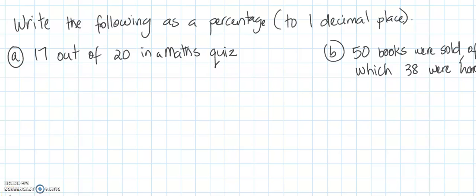For these examples, we'll look at how to write one quantity as a percentage of another. The first example: if we have a maths quiz and we get 17 out of 20, we want to find out what percentage that is. A lot of you could relate to that, because the moment we get an exam result back and it's not out of 100, you want to know what percentage that is, or what grade that is. So percentages can be used to convert to grades.